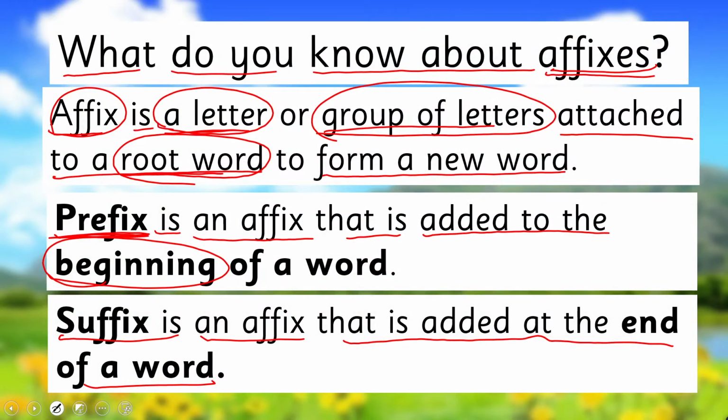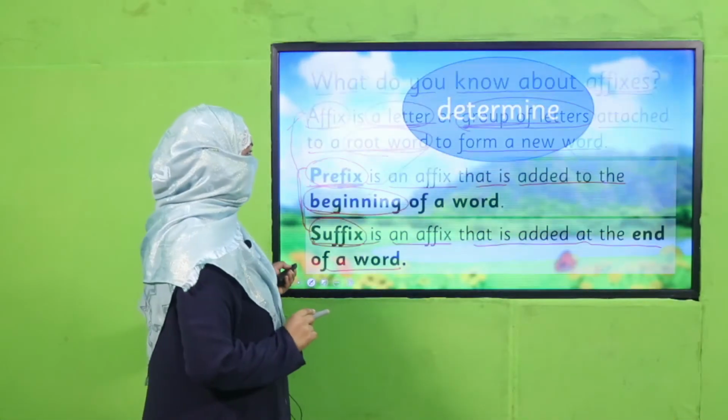It means if we add one letter or a group of letters at the beginning of a word, it is called a prefix. If we add this to the end of the word, it is called a suffix. And prefix and suffix together, collectively, are known as affix. Understand? You recall it, okay?